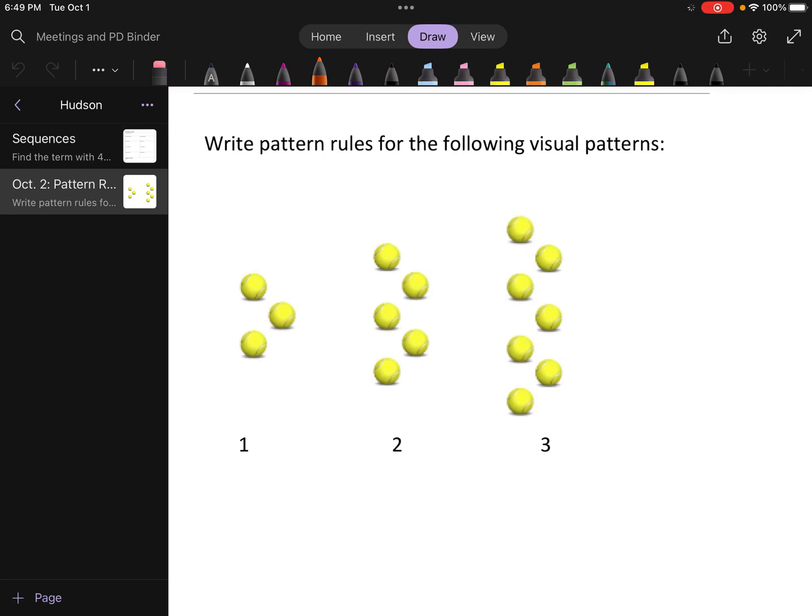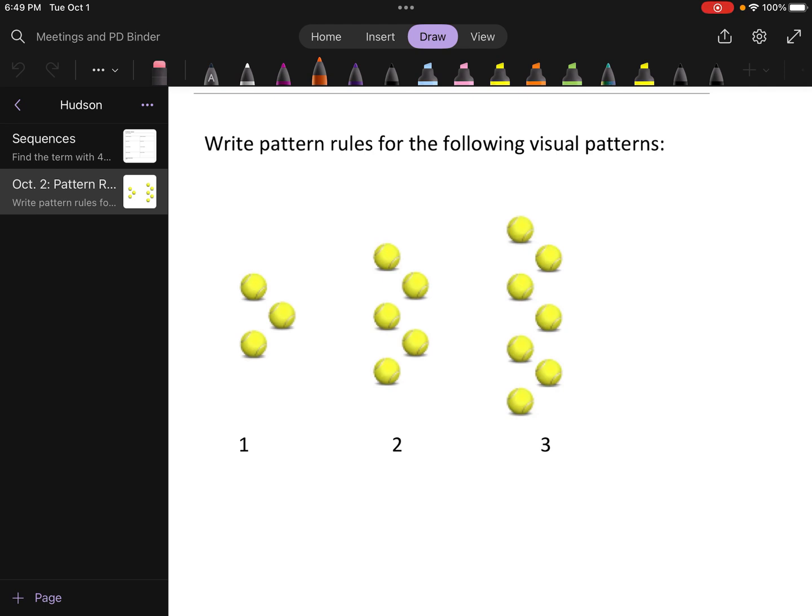Okay, so today, while I am not here, there have been lots of people gone for the last couple of days. So I am going to talk you through how to find pattern rules from patterns and from tables.